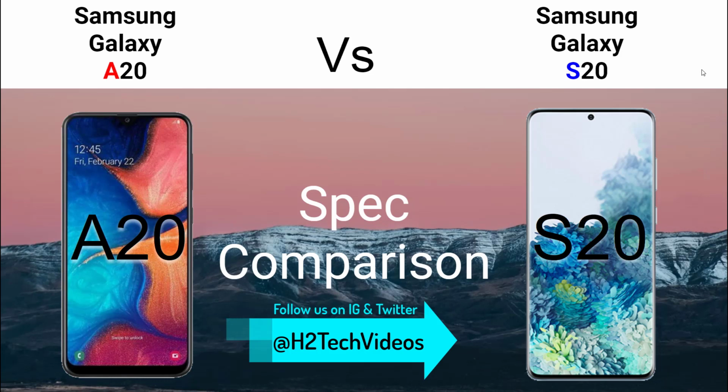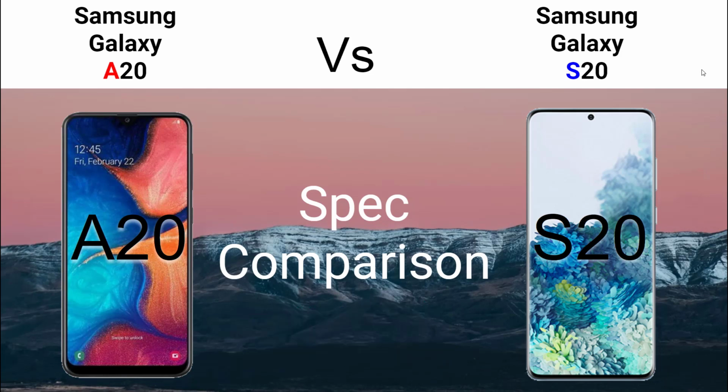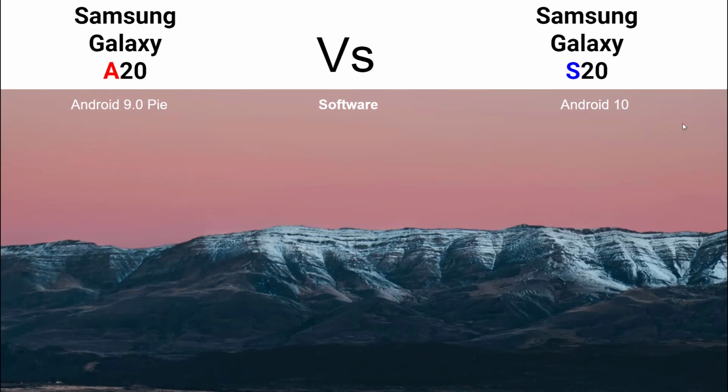Today we're doing a side-by-side spec comparison between the Samsung Galaxy A20 and the Samsung Galaxy S20. So we're going to put these phones side by side and see which one has the better specs. We always start with the software. The S20 is going to have the newest version of Android 10 out of the box, whereas the A20 does have Android 9 out of the box.